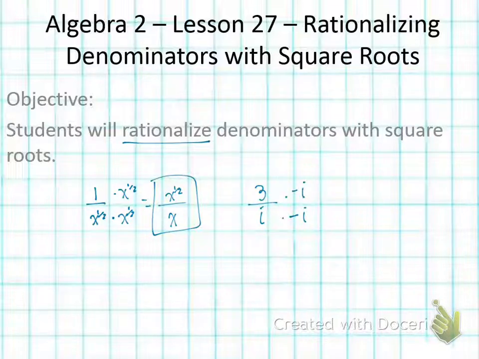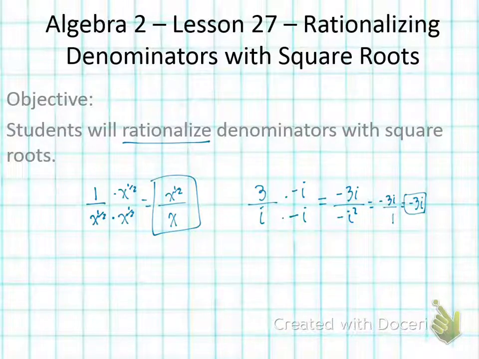Okay? So the numerator becomes 3 times negative i, which is negative 3i. Denominator becomes i times negative i, which is negative i squared. And we know that i squared is going to be negative 1, so negative 1 times the negative sign is positive 1. Numerator is negative 3i, so negative 3i times 1 is negative 3i. Okay? So that's the simplified version.